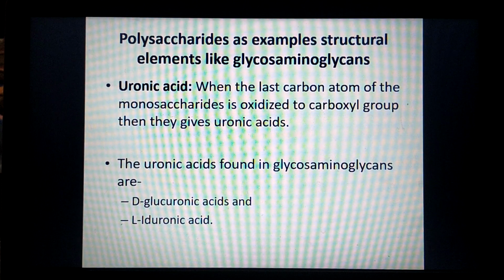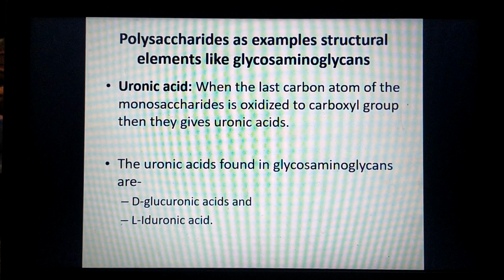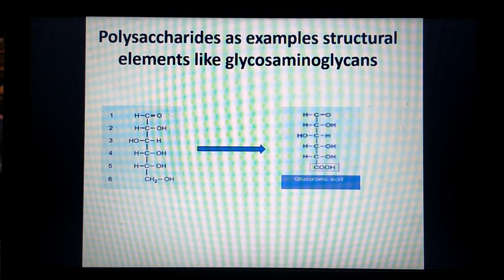Coming to the uronic acid, this is the second monosaccharide derivative found in the glycosaminoglycan. Here the last carbon atom of the monosaccharide is oxidized to carboxyl group, then they are called as uronic acid. I will show you the figure. So there are two types of uronic acid found in our glycosaminoglycans. One is D-glucuronic acid and another is L-iduronic acid. This is the structure of D-glucuronic acid. Just now I have explained, the last carbon of the glucose is converted into carboxyl group.